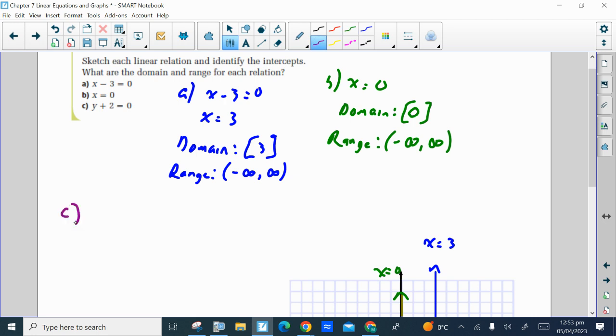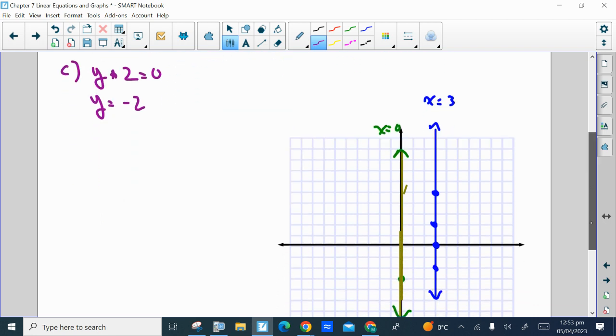Brock, what would we do for equation C? If I want to graph that, what would we do? Sure. So that would give you y equals negative 2. Now what? How does that help us graph it?